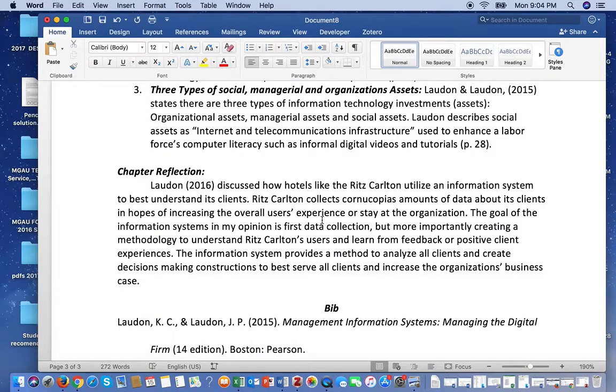In this case, I talked about how information systems were utilized in a case study and did a little bit more detailed research to understand what Ritz-Carlton does and how they utilize their information systems to best capture information and data for their clients. So I did a little quick synopsis. You can see how short this is. This isn't something that's going to take hours. I did all this probably within 10 minutes of talking to you guys.